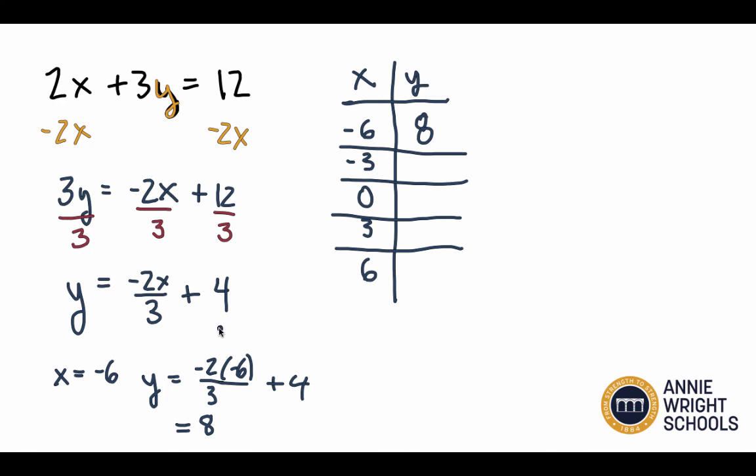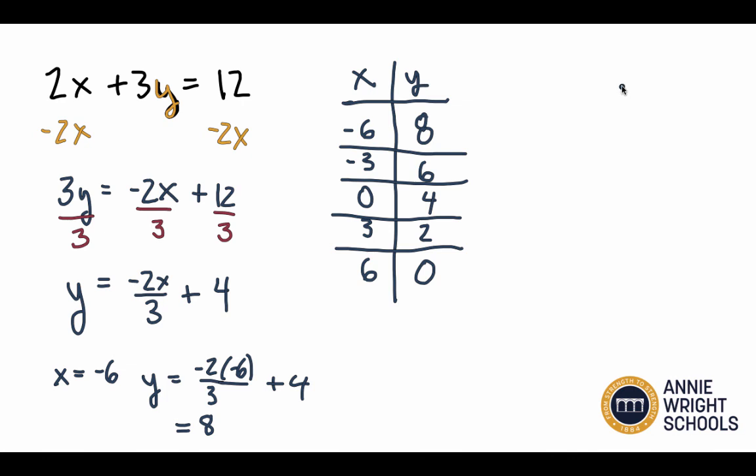Pause the video, go through this, and fill out the rest of the chart. Okay, if you filled out the chart correctly, you should have gotten that this was a 6, that this was a 4, that this was a 2, and this was a 0.